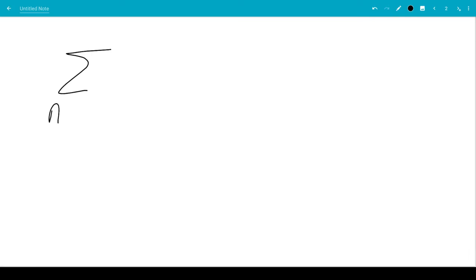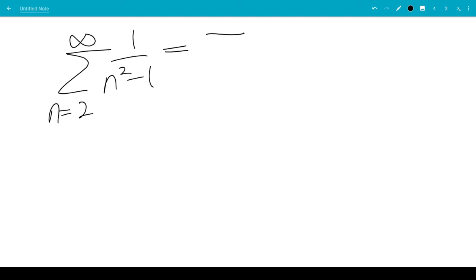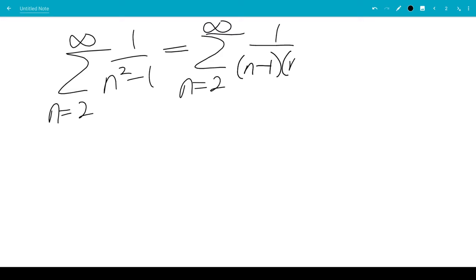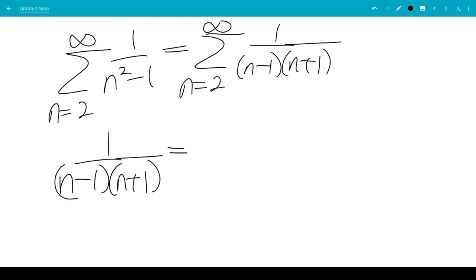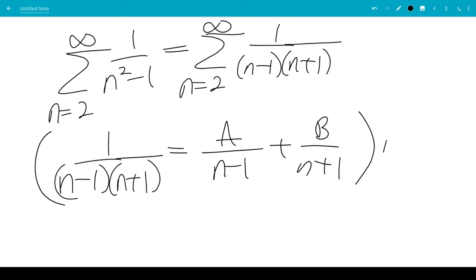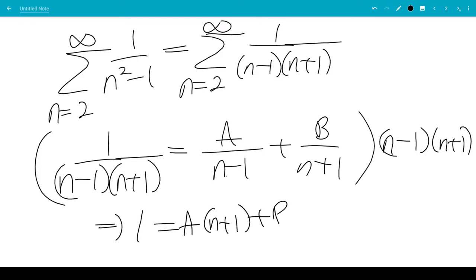So the sum as n goes from 2 to infinity of 1 over n squared minus 1. So that's the sum, n goes from 2 to infinity, of 1 over n minus 1 times n plus 1. So 1 over n minus 1 times n plus 1 is a over n minus 1 plus b over n plus 1. Multiply it by n minus 1 times n plus 1. This gives us 1 equals a times n plus 1 plus b times n minus 1.